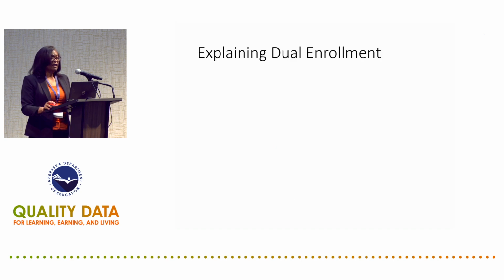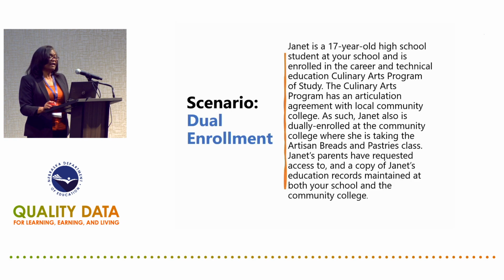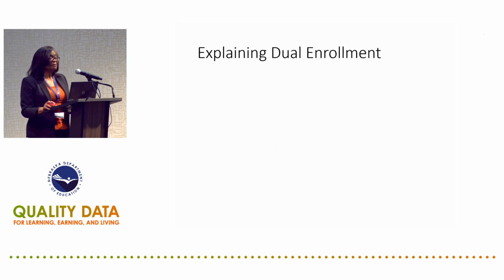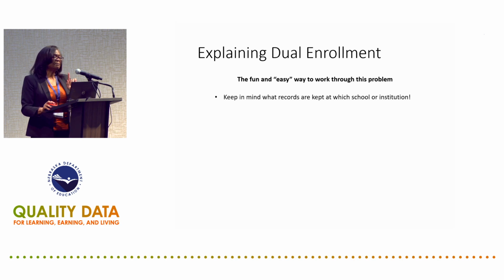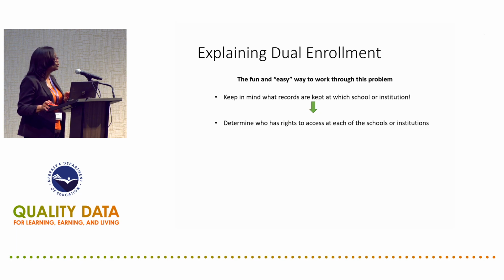Now remember, did I get her age on that one? Yes. First thing, Janet is 17 years old, but she's in a post-secondary. So remember, you become an eligible student when you turn 18 or attend post-secondary at any age. In this scenario, the fun and easy way to work through the problem is this. Keep in mind what records are kept at which school. Determine who has rights to access each of the schools' information.